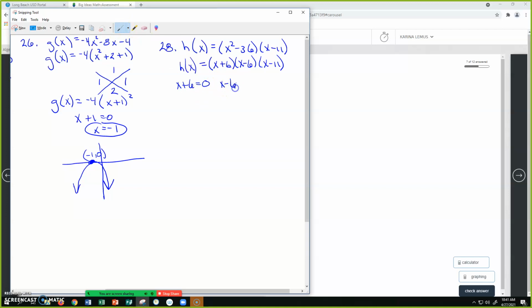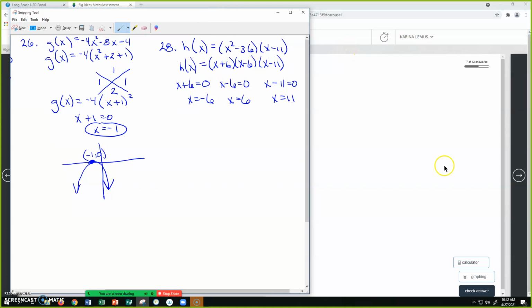So x plus 6 is equal to 0, x minus 6 is equal to 0, and then x minus 11 is equal to 0. So you get your three answers right there: -6, +6, and +11. So let's go ahead and take a look at what that's going to look like. So notice -6, +6, and 11.